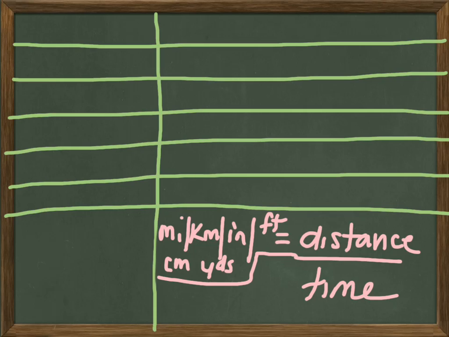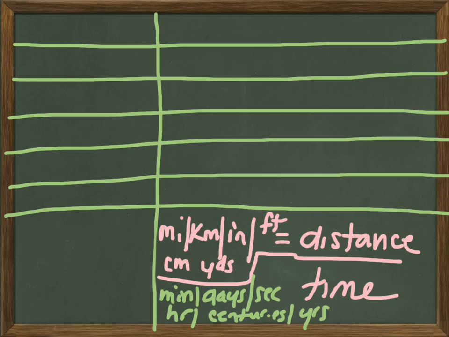And what are some times? Times could be like minutes, right? Days or seconds, okay, or hours or centuries, right? Or years, okay? All right, I think you're getting it. So anytime you see a distance unit over a time unit, you have speed. Okay, so all of that would equal speed.